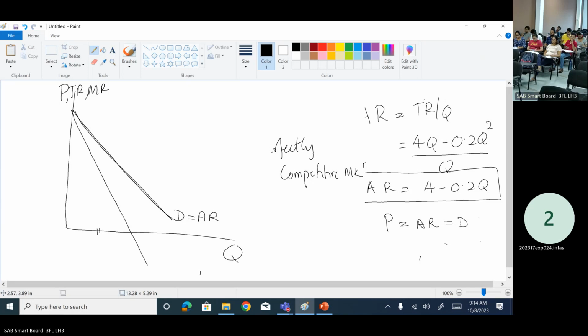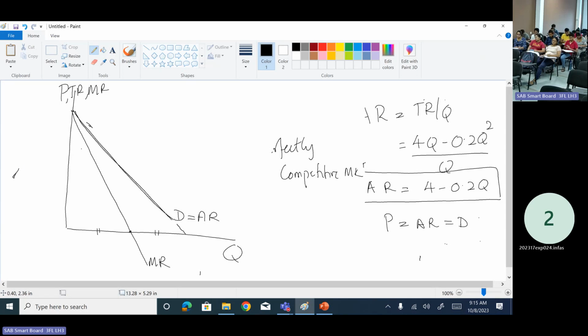It meets the output axis close to the middle point. This is the marginal revenue, the steeper curve, and this is the demand curve. So the marginal revenue is a steeper curve than the demand curve, steeper than the average revenue.